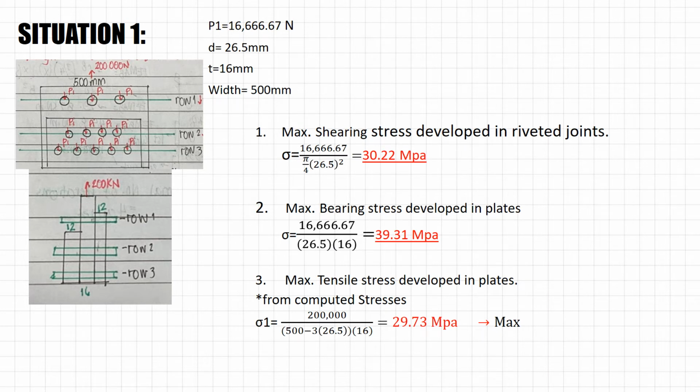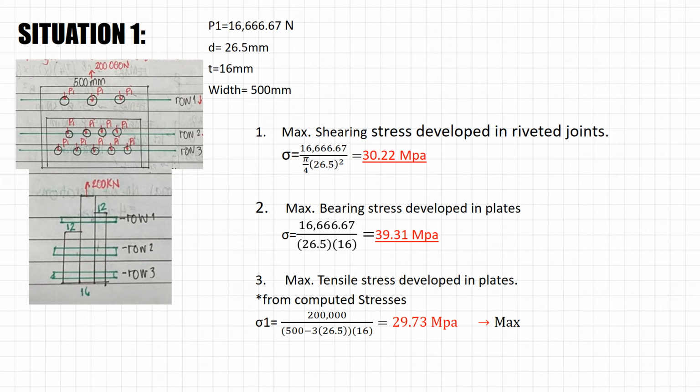Next. Number 1, max shearing stress developed in riveted joints. Let's get the shearing stress in the rivet. Earlier we computed that each rivet has a load, which is the load P1. So our formula is P1 over the area of the rivets. So 16,666.67 over pi over 4 multiplied by 26.5 squared. The 26.5 is the diameter of the rivets. So it equals 30.22 megapascals.